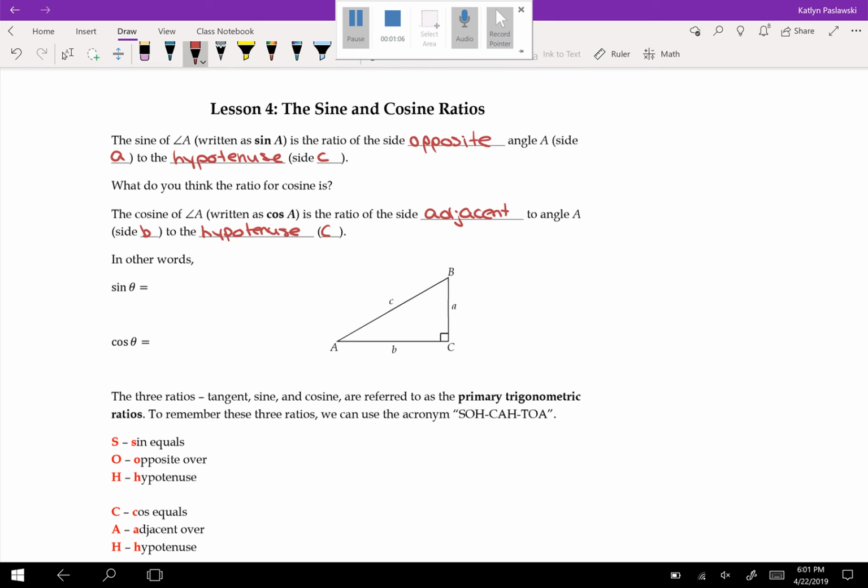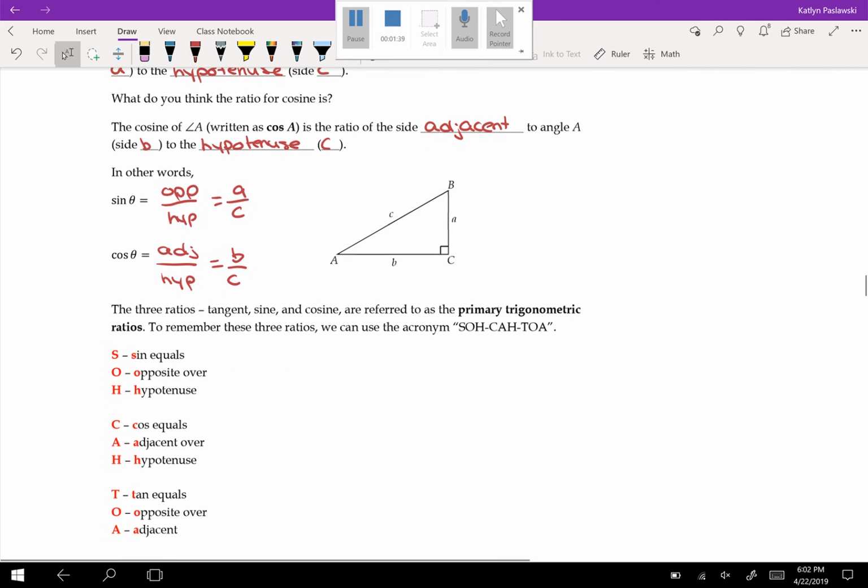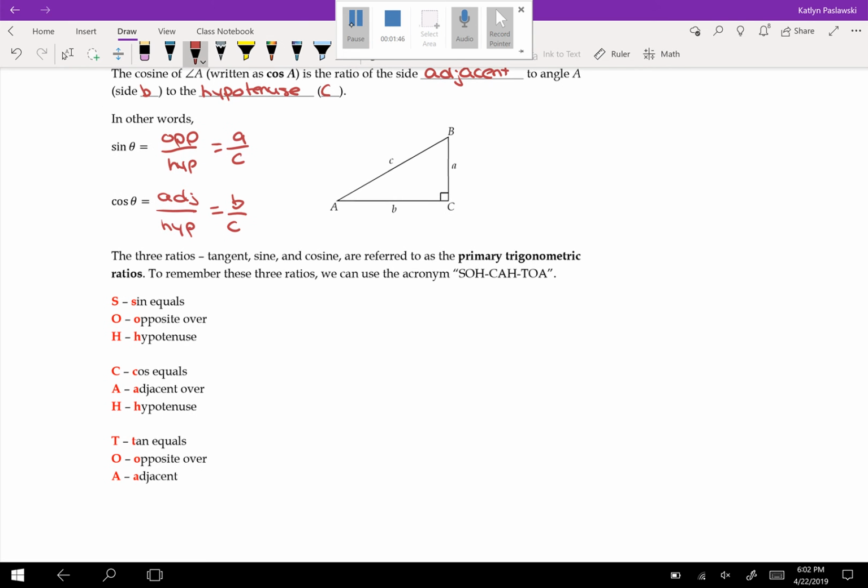So here we have sine theta is equal to opposite over hypotenuse, and if we were to identify it in a triangle, it'd be A over C, while cos is equal to adjacent over hypotenuse, which would be B over C. Now you may have heard this before, but the three ratios, tangent, sine, and cosine, are often referred to as the primary trigonometric ratios, and to remember these, we use the acronym SOHCAHTOA. So SOH, sine, is equal to opposite over hypotenuse. Cos is equal to adjacent over hypotenuse. And tan is equal to opposite over adjacent.